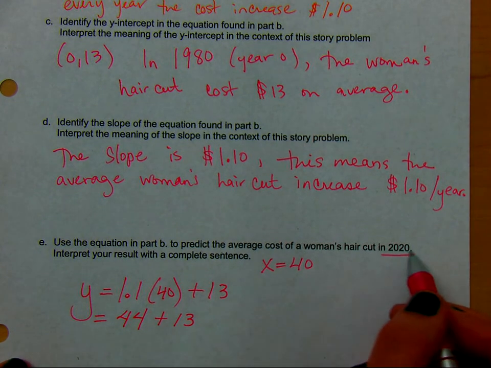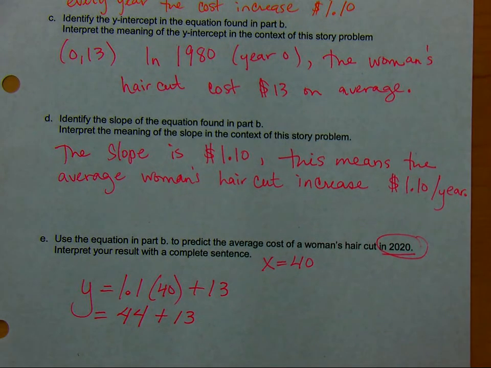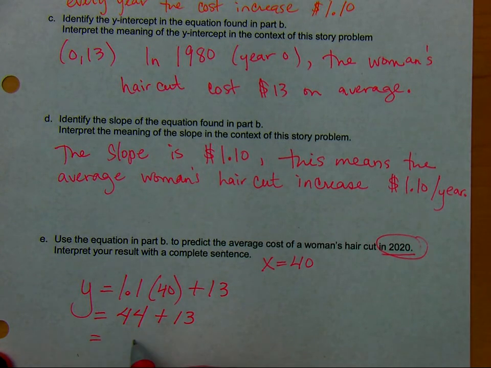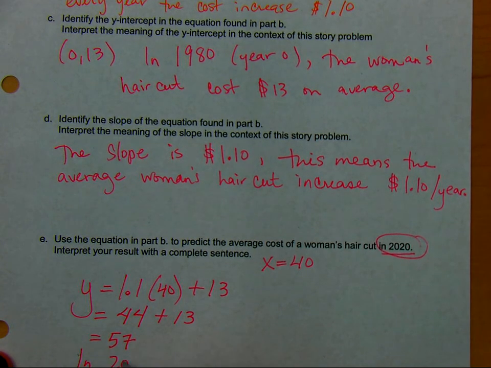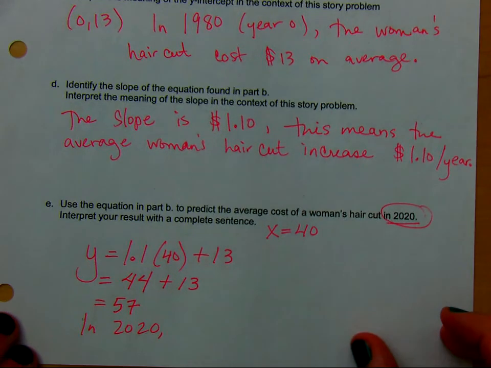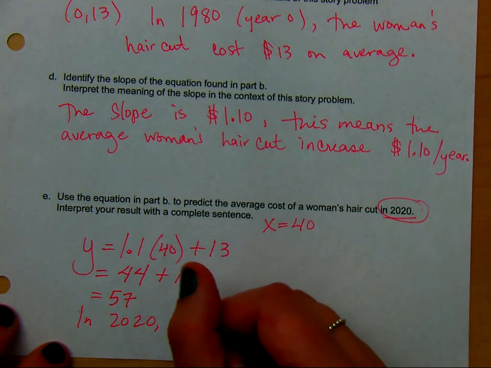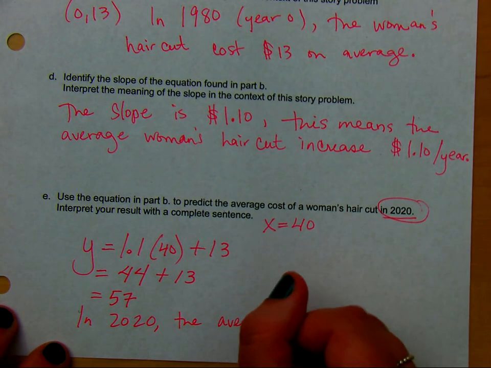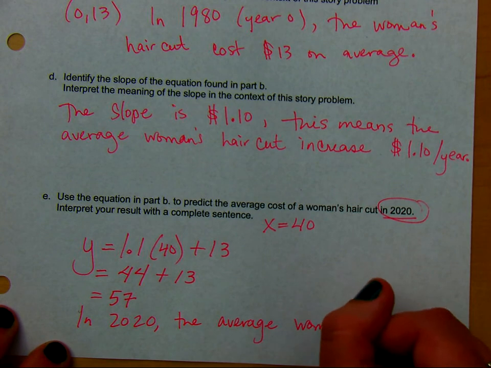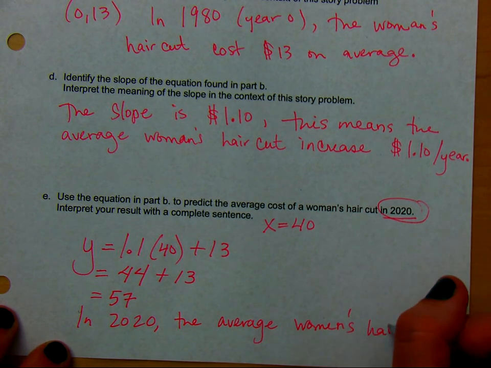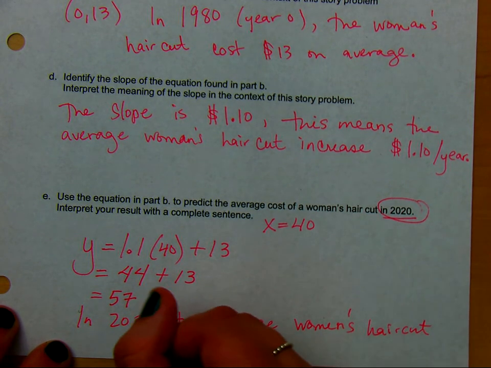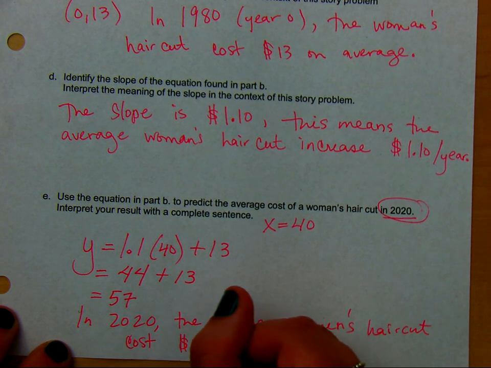Is that true? 40, because in the year 2020, that's 40 years after 1980. And I think I did the math correct. Okay, how much should the average woman's haircut cost? $57. In 2020, the average women's haircut costs $57.